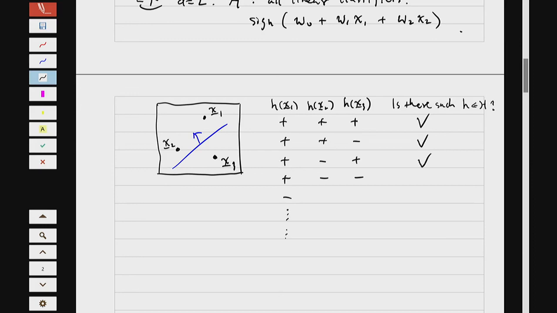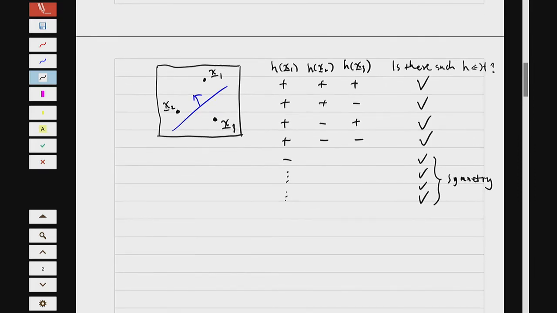Of course, you can easily check. All four of them, you can do it. And for the rest, as I said, this is by symmetry. Whatever you can achieve for the plus, you can also achieve for the minus. Just flip the line, flip the arrow. So the four of them would be okay. Therefore, in this case, the total number of distinct dichotomy vectors that we can generate is 8.